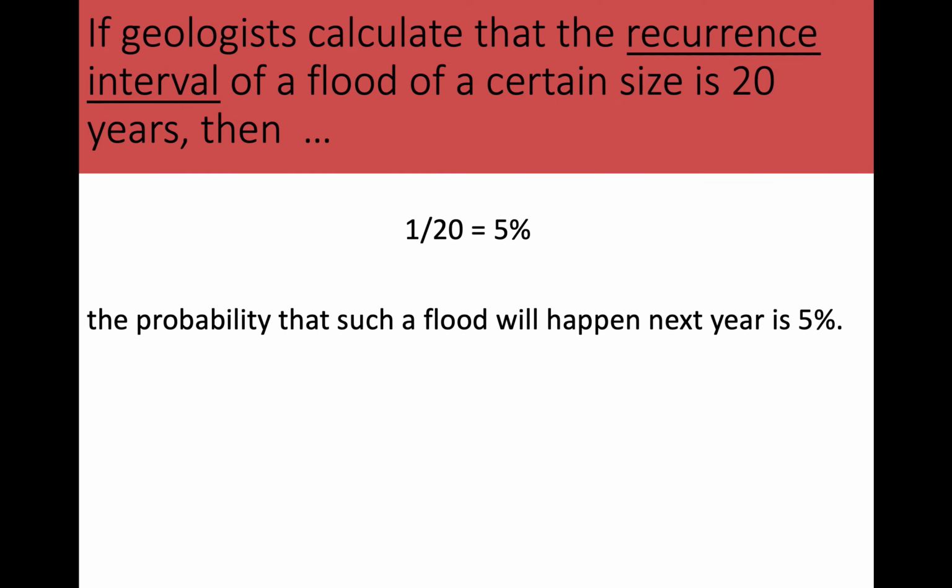So if I said that the recurrence interval of a flood is 20 years, that means that the probability of that flood happening next year is 5%, because 1 out of 20. So 1 out of 20 years recurrence interval is 5%. So the probability every single year, there's a 5% probability that a flood of this size will occur.